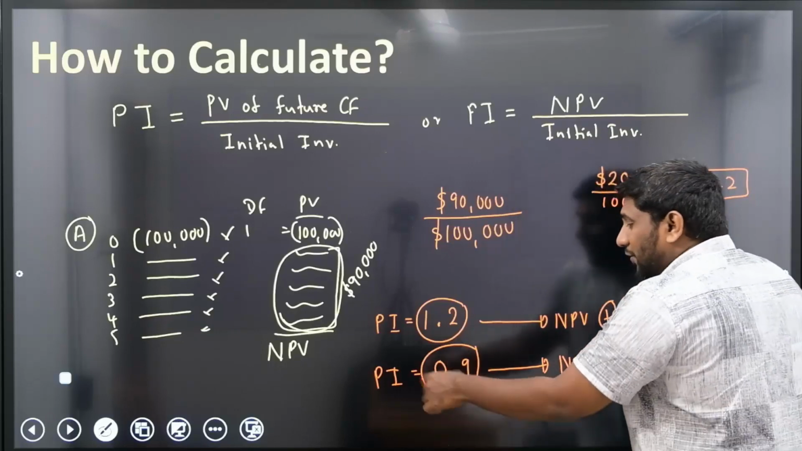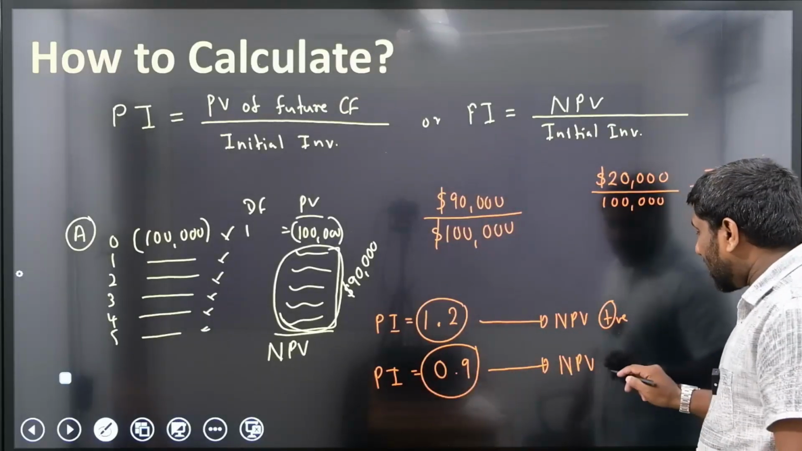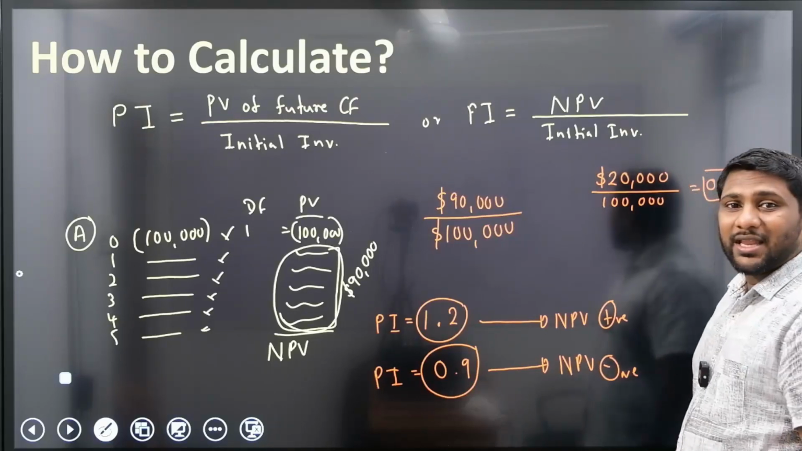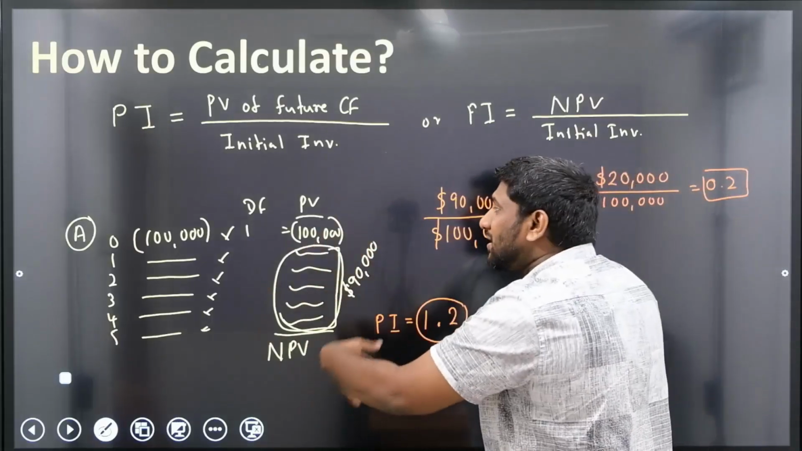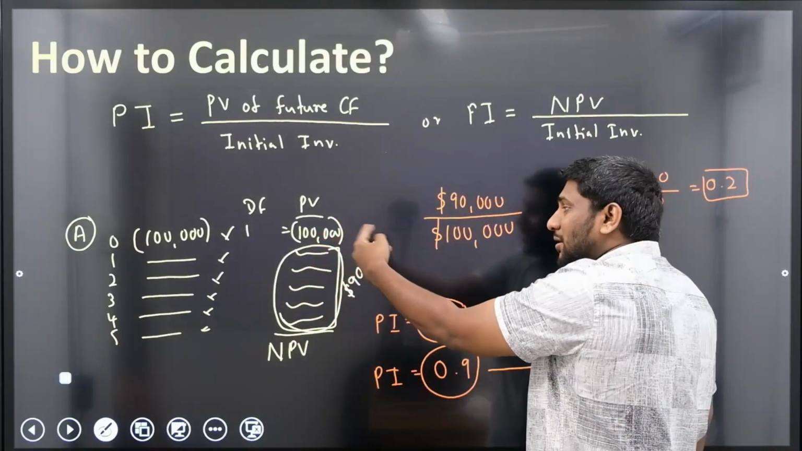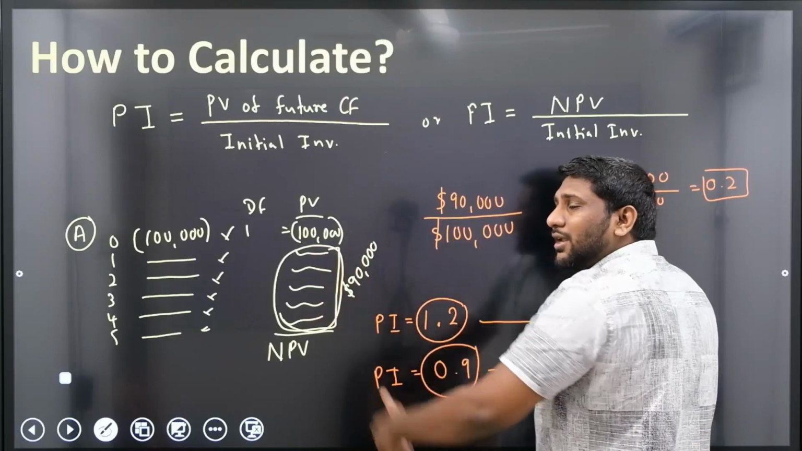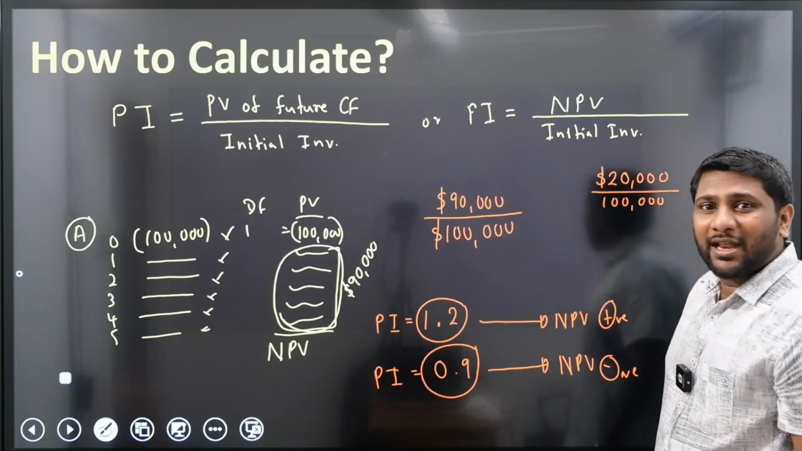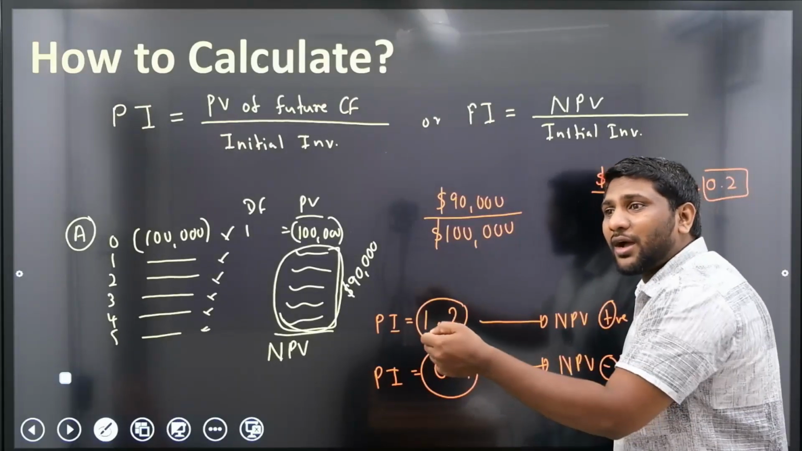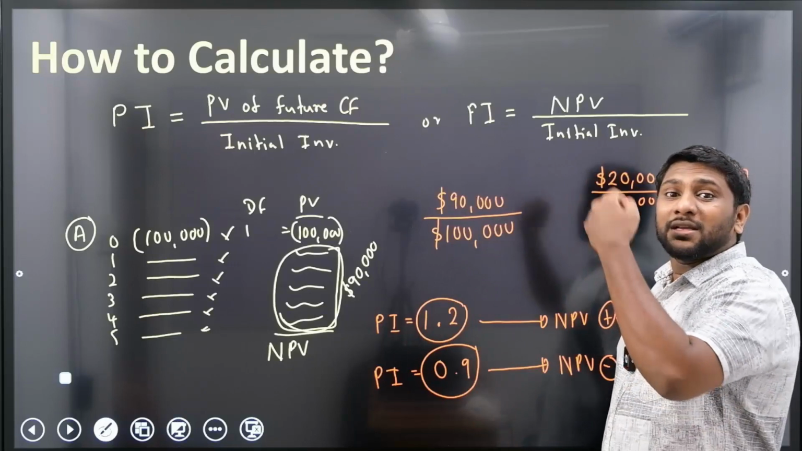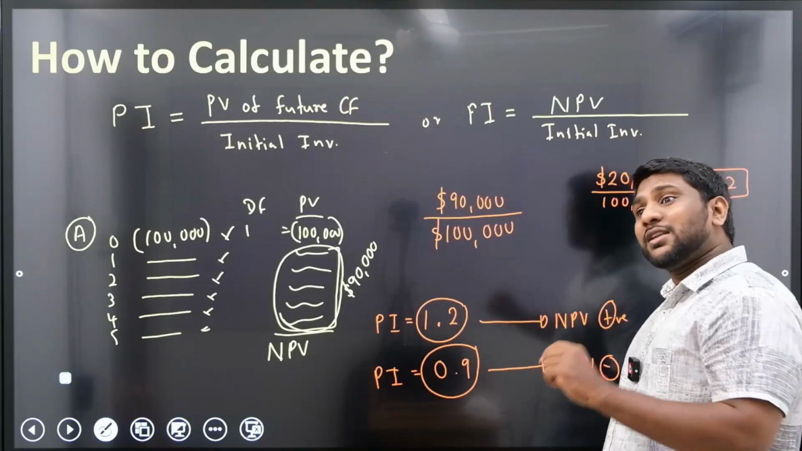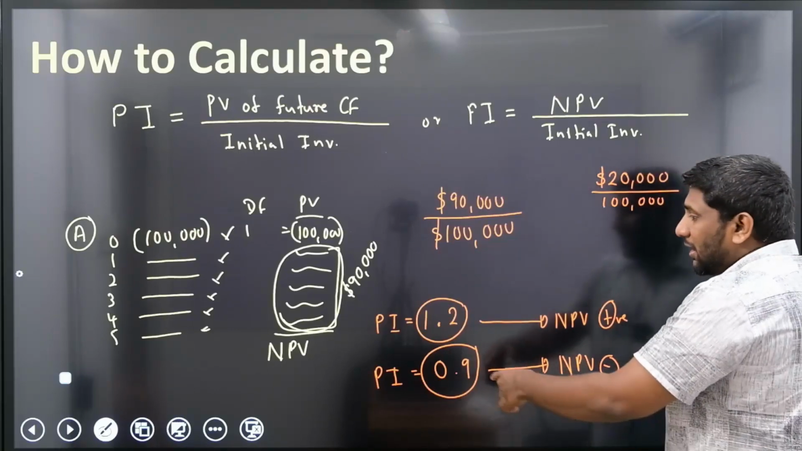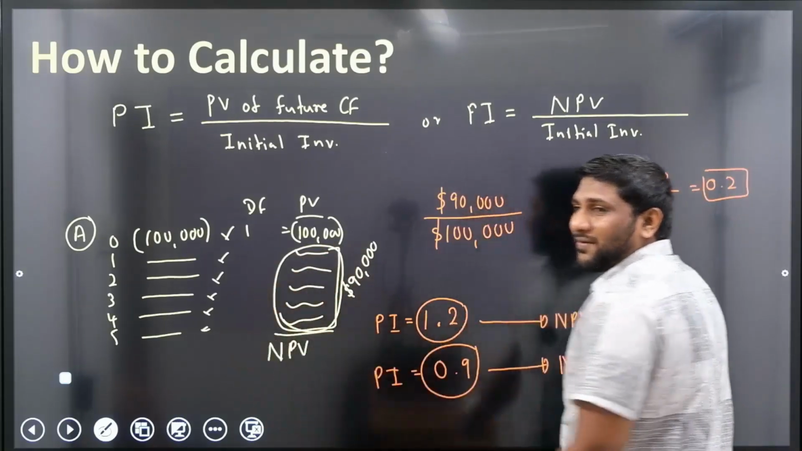So understand, if your profitability index is less than 1, what does that mean? Your NPV is negative. Now in this example, NPV is negative. Investing 100,000, present values of future cash flows only 90,000. So what is the meaning of this 0.9? Again, for each and every dollar that you are investing, in return, present values of future cash flows, you are generating only 0.9. Not enough. That's why you are ending up with getting a negative impact.